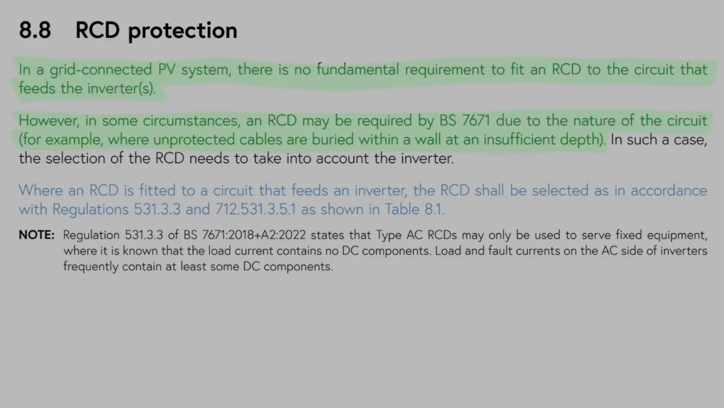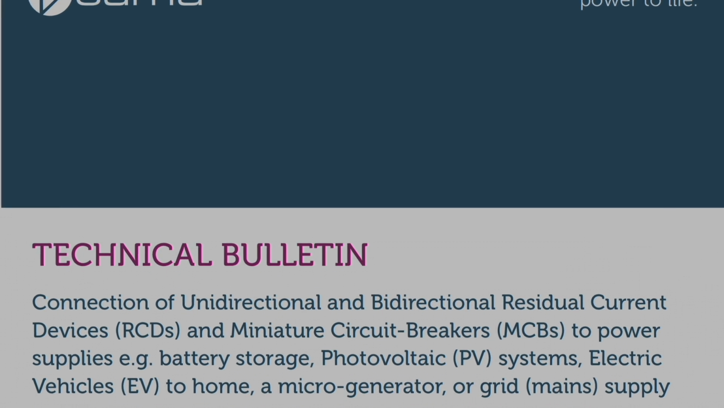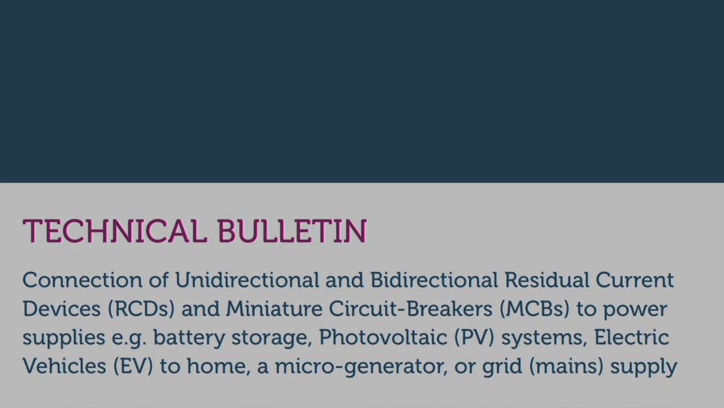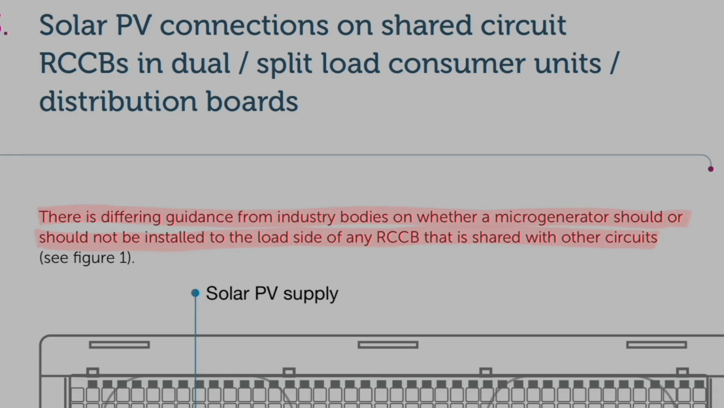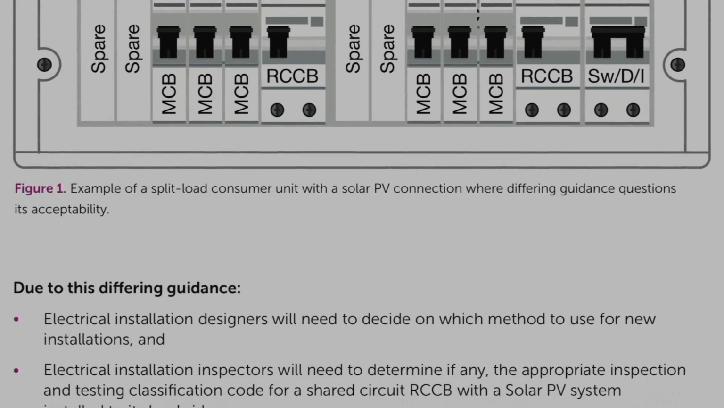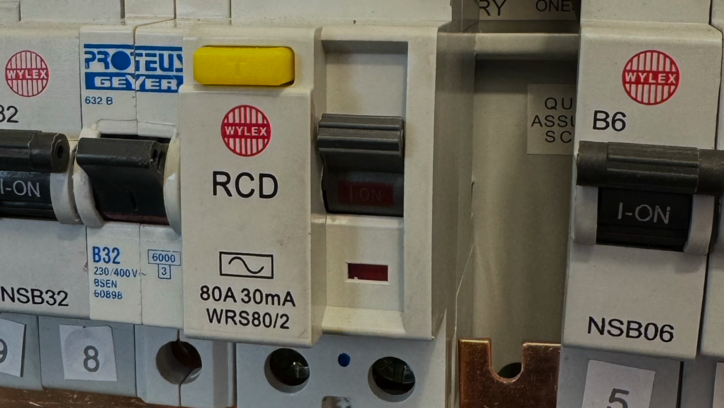There is differing guidance on whether we should be installing RCDs on solar circuits, and this is explored in a technical bulletin published by BEMA on the connection of RCDs and RCBOs on microgeneration circuits. In BEMA's publication, it recognises that there is differing guidance on whether we should install a solar circuit on the load side of an RCCB, and due to this differing guidance, it advises designers to decide on which method to use for new installations and for electrical inspectors to determine a suitable classification code for a shared circuit on the RCCB.